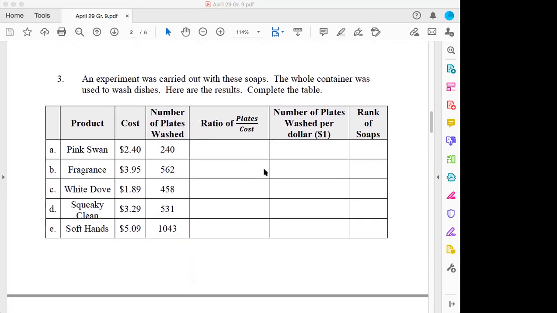So an experiment was carried out with these soaps. The whole container was used to wash dishes. Here are the results, so complete the table. Your first task is to put it into a ratio. So you're going to put the number of plates over the cost.